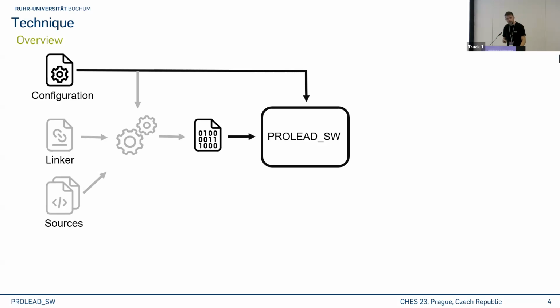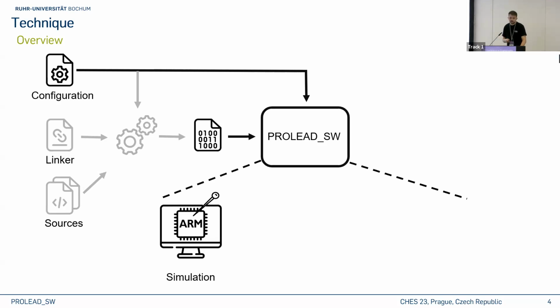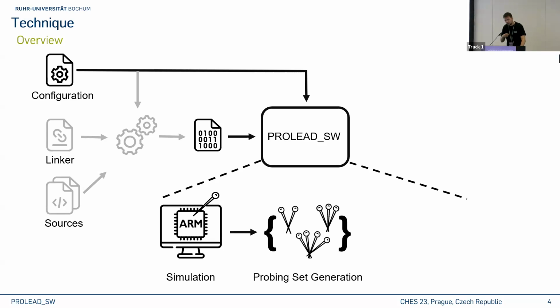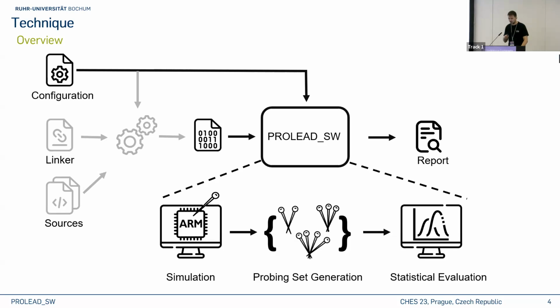Now, ProLite software internally consists of three major steps. First of all, it takes the configuration and the binary and performs the simulation. And during the simulation, it places the user-specified probes. Then it will take those probes and group them into a probing set. And finally, this probing set will then be used for statistical evaluation. ProLite software incrementally outputs a report which specifies if it has identified leakage and also traces the root cause of the leakage if leakage exists.